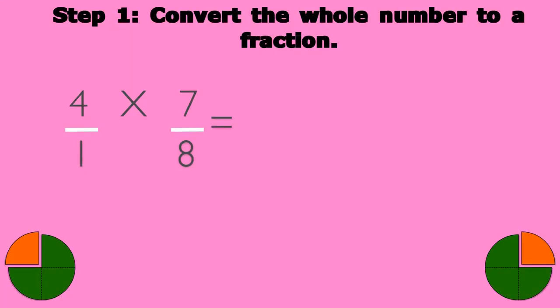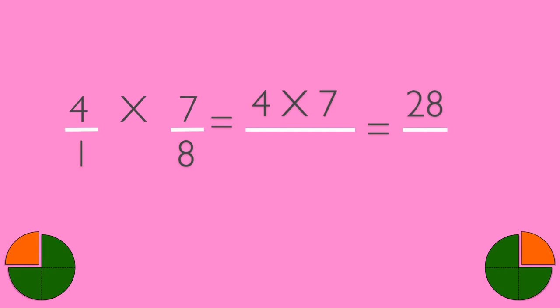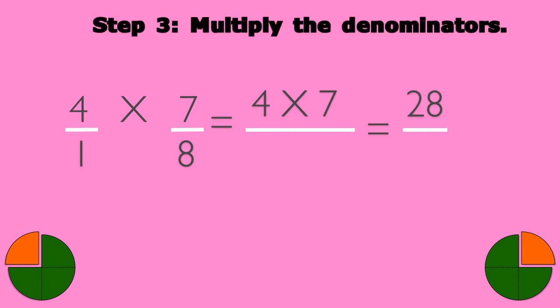So now we must multiply 4 by 7/8, multiplying a fraction by a whole number. Step 1 says that we convert the whole number to a fraction, and we do that by placing it over 1. So we now have 4/1 multiplied by 7/8. Step 2 says that we multiply our numerators. 4 times 7 is, you guessed it, 28. Step 3 says that we multiply our denominators. 1 times 8 is equal to 8.